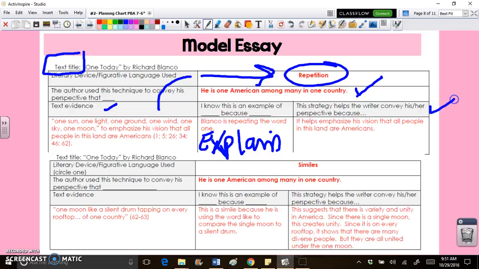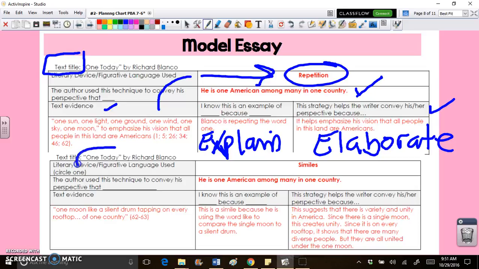And then here, this is where we're elaborating on the technique. Again, remember our goal. Our goal is to explain how the use of these techniques are helping the poet develop or convey their perspective. So this strategy is helping the writer convey his perspective, because how? How is the use of repetition, repeating the word one, helping Richard Blanco show us, the reader, that he's just one American among many? So I wrote that it helps emphasize his vision that all people in this land are Americans. All right, so you're going to keep doing that on your planning chart.